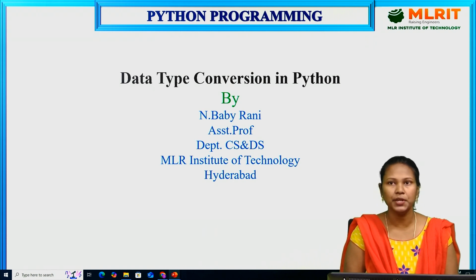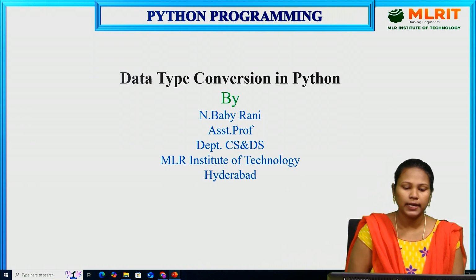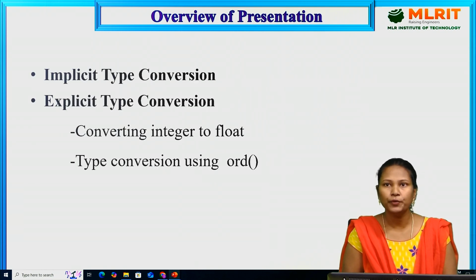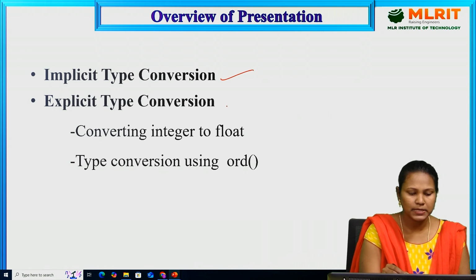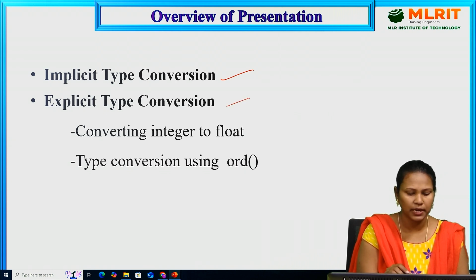In today's session, I am going to discuss data type conversion in Python. Overview of the presentation: implicit type conversion and explicit type conversion. In explicit, we are converting integer to float, and we are talking about the type conversion using OR.